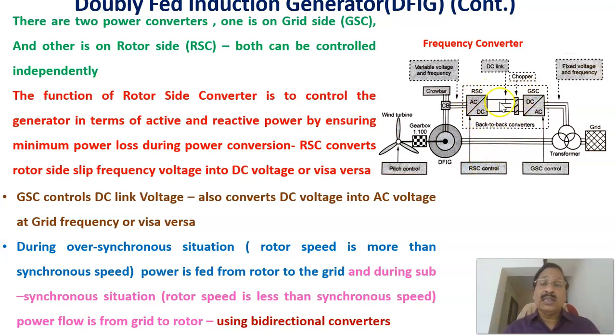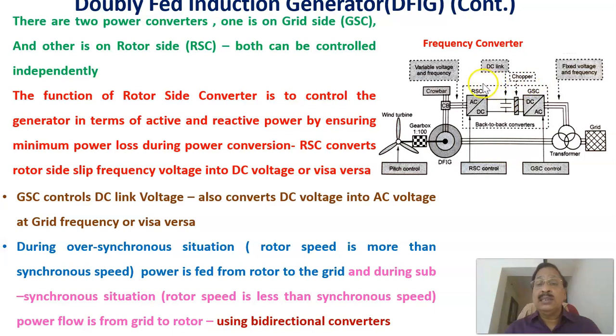Since both of these are bidirectional, if it is over synchronous speed, the power flow will be in this direction. If subsynchronous speed, the power flow will be in the opposite direction. During the subsynchronous situation, that is rotor speed is less than the synchronous speed, the power flow is from the grid into the rotor. That is using the bidirectional converters. Both are bidirectional converters. The power flow can be in either direction.